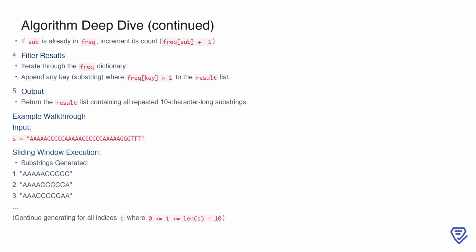For example, consider the input string S equals AAGGGTTT. Using the sliding window, we generate substrings such as AACCCC, AACCCCA, and so on, for all valid positions in the string. Each substring is added to the frequency dictionary, where its count is updated as necessary. This method ensures that we check every 10-character substring efficiently, avoiding redundant computations.